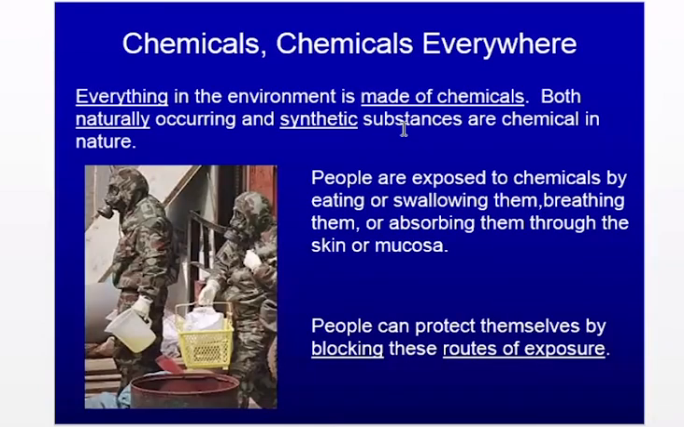Then in terms of chemicals, we always say that there are chemicals everywhere. And this is quite difficult to avoid, but we are aware that chemicals are everywhere in our environment. And everything in the environment is made up of chemicals. That much we are aware. So both naturally occurring and synthetic substances are chemical in nature. So people are exposed to chemicals by either eating, swallowing them, breathing them through the air, absorption through the skin or the mucosa surfaces. People can protect themselves by blocking these routes of exposure.